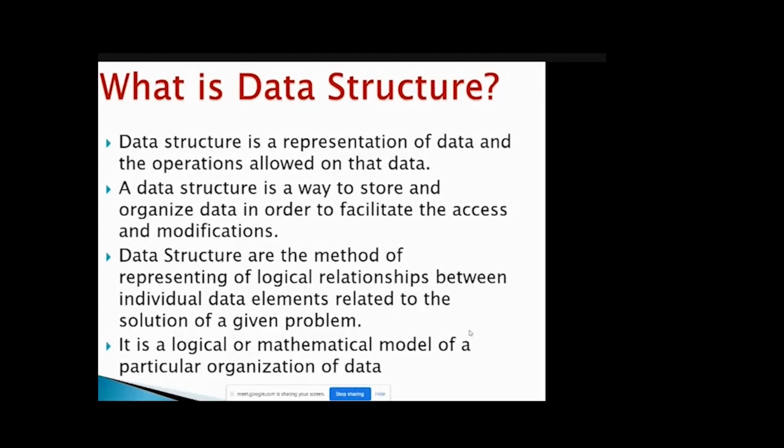Yes, ma'am. Okay. Did you understand what we are going to study in this subject, the data structures? Did you understand what data structure is? Did you get a glimpse of what data structure is about and what we will be learning?